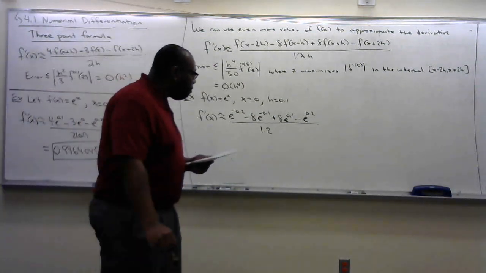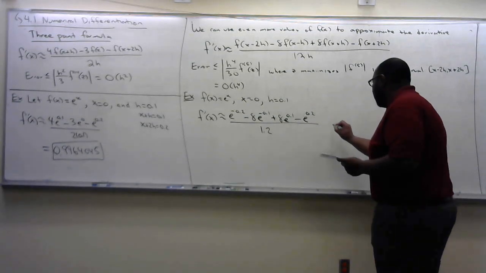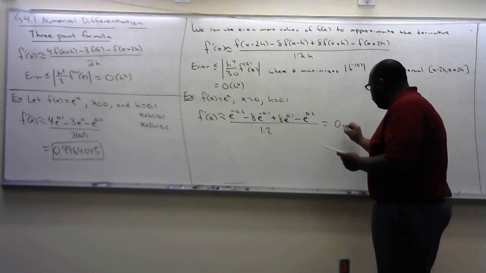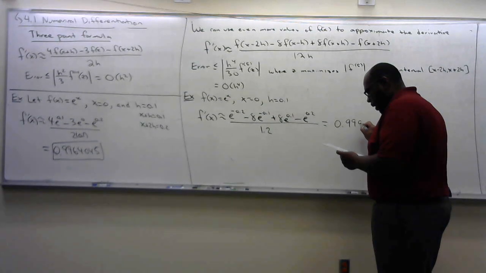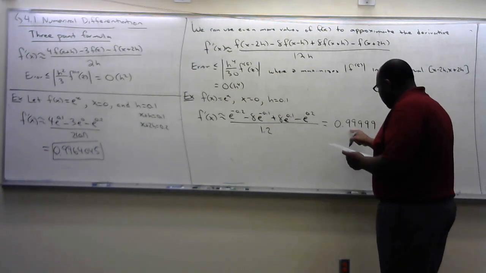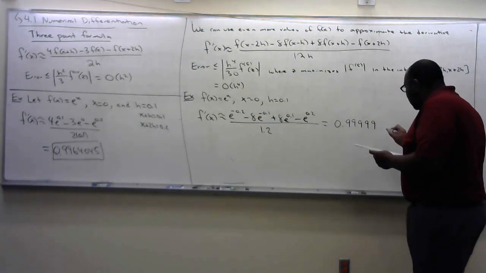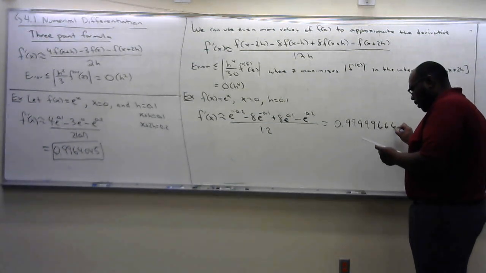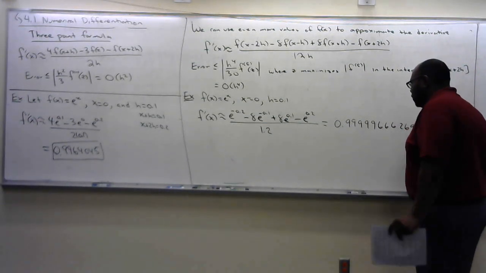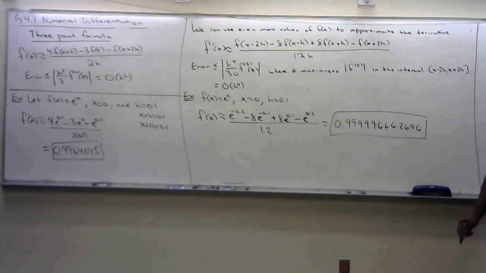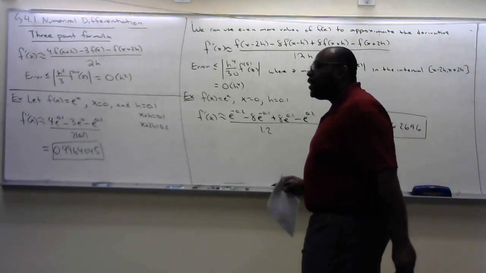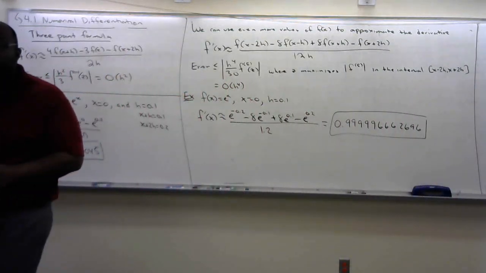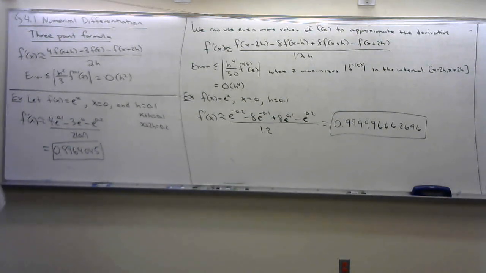If you plug this into your calculator, you get 0.99999 6, 6, 6, 2, 6, 9, 6. That's a pretty good approximation just using h equal to 0.1. Remember, we did an approximation using the midpoint and the 4 difference, and it was not near as good as this. So this is a really good approximation.